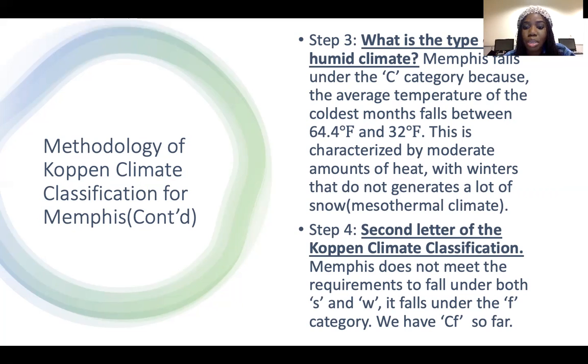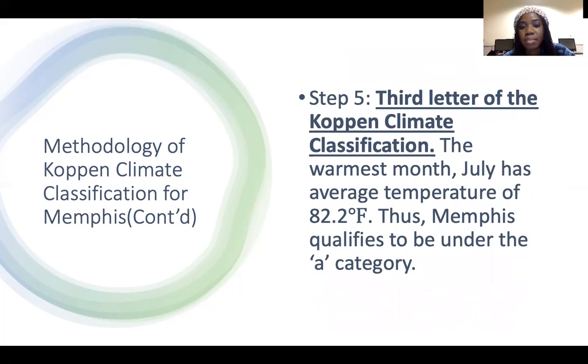The second letter will be... Memphis does not meet the requirements to fall under the S or W, so it will fall under the F category. So now we have two letters so far, which are C and F. Now we are going to find the third letter. For the third letter, the warmest month, which is July, has an average temperature of 82.2 degrees Fahrenheit. Thus, Memphis qualifies to fall under the A category. So now we have all three letters for Memphis, which are C, F, and A.